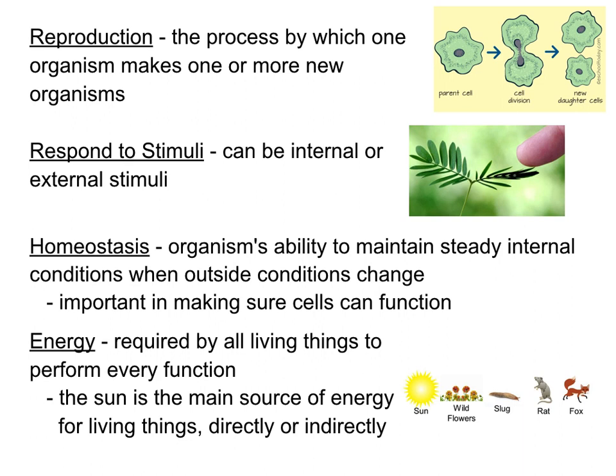We and other animals get ours indirectly. So that means we eat the flowers, or we eat the thing that eats the flowers, or we eat the thing that eats the thing that eats the flowers. So we're still getting our energy from the sun, but just not directly from the sun. We have to get it by eating something which eventually ate some sort of plant that got its energy directly from the sun. So that's what indirectly means.